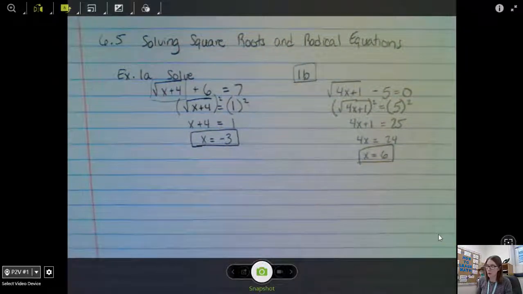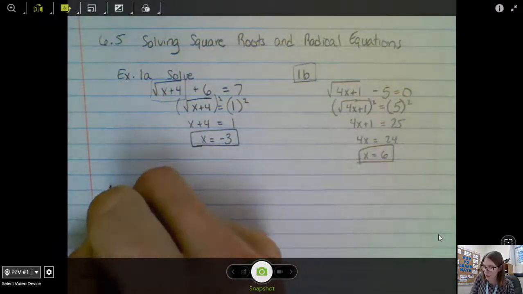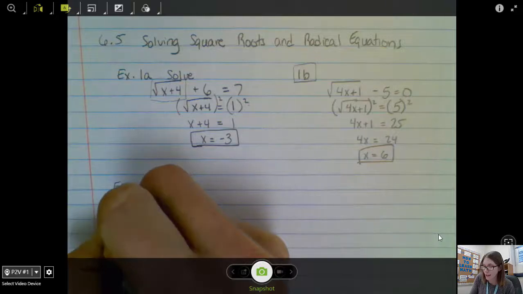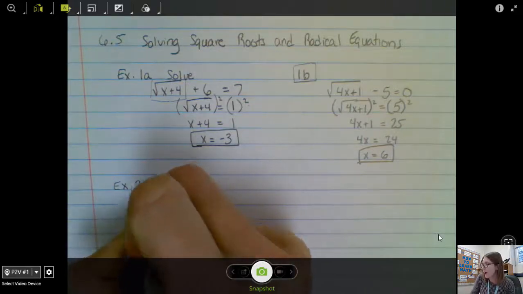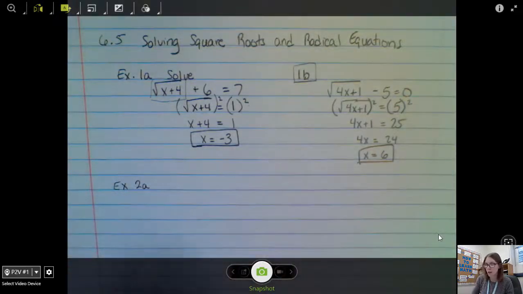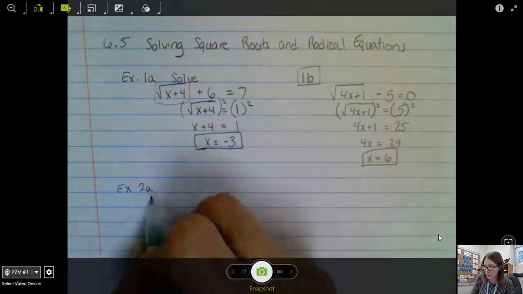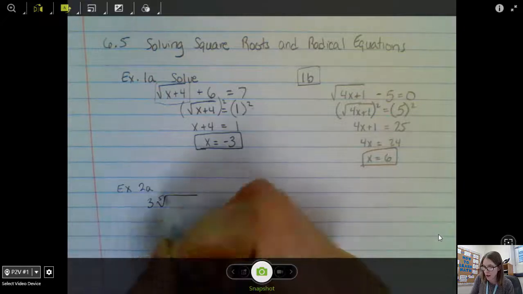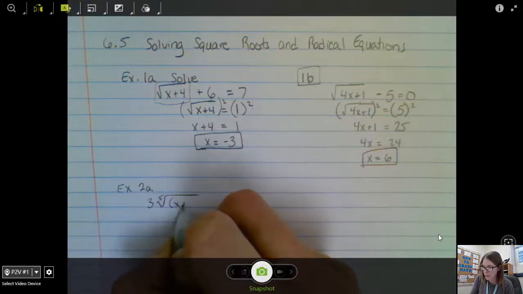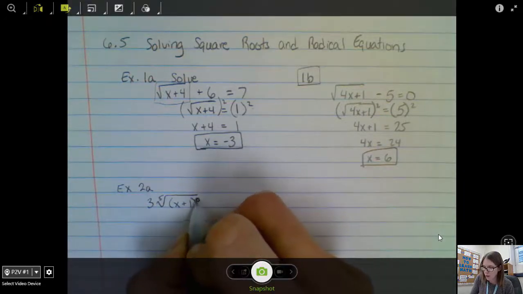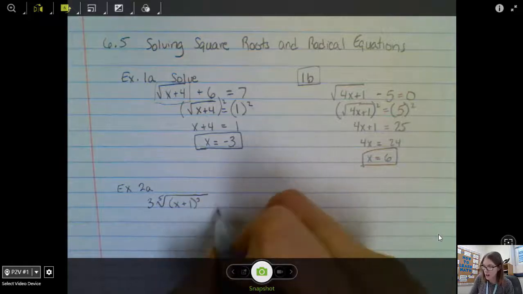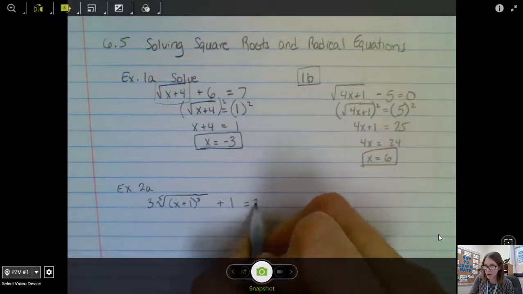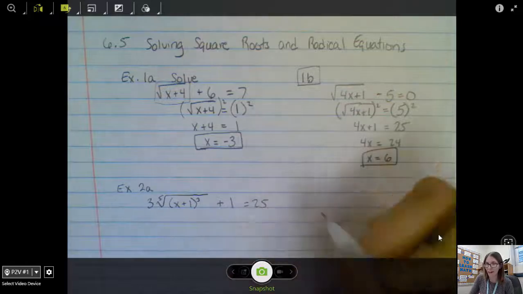Okay, example 2. Our radical looks a little bit different because we don't just have a square root anymore. In example 2, I'm going to do 3 times the 5th root of (x plus 1) cubed, plus 1 equals 25. And there's a lot of stuff going on here.